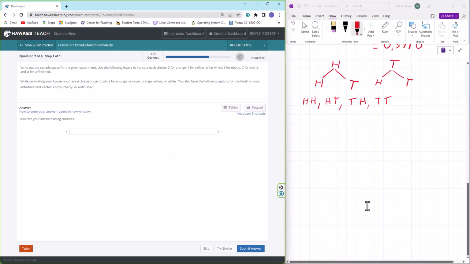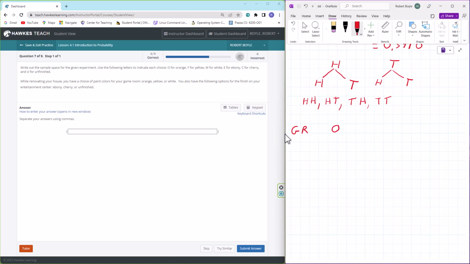Once again, we're going to use a tree structure. First thing is we're going to start off with our game room. I'm just going to call that GR. And notice that there are 3 possibilities: orange, yellow, and white. Now for our entertainment center, there are also 3 possibilities.